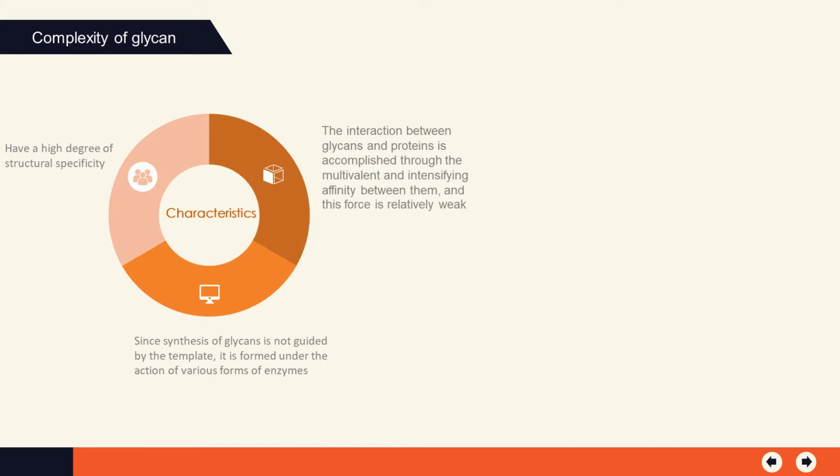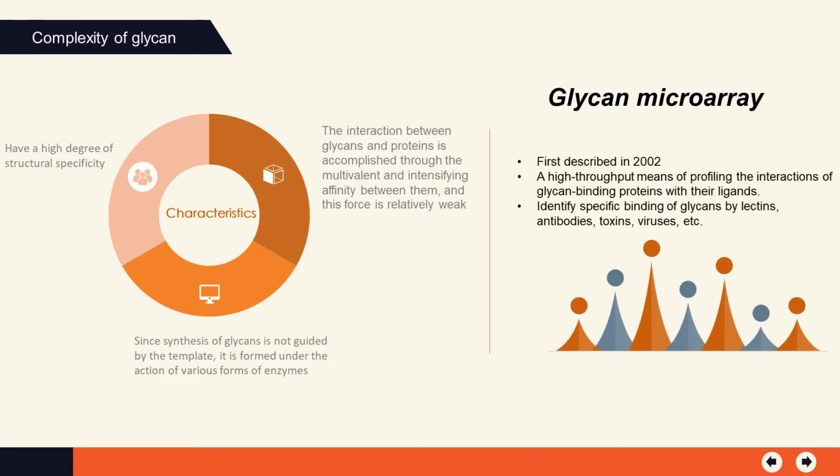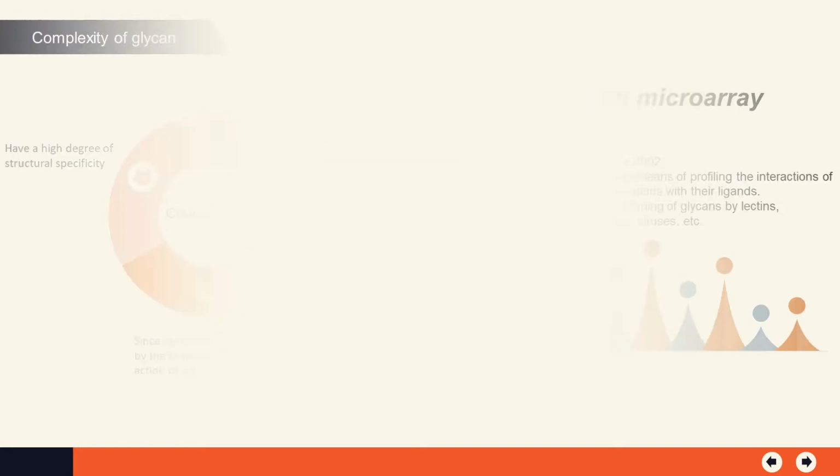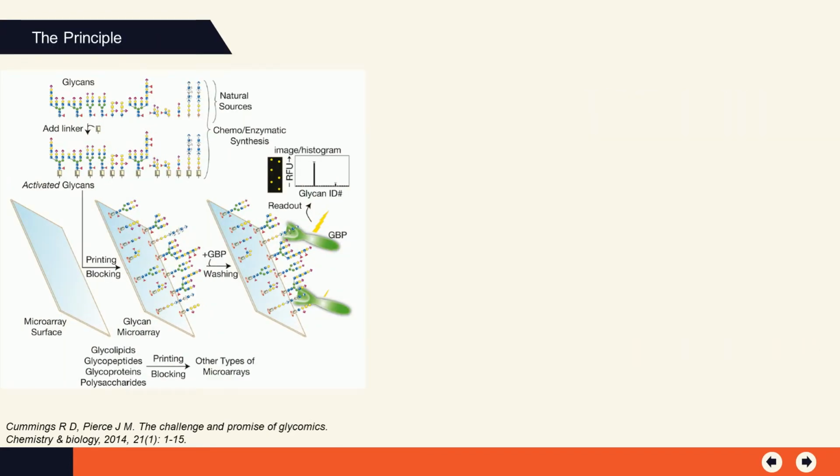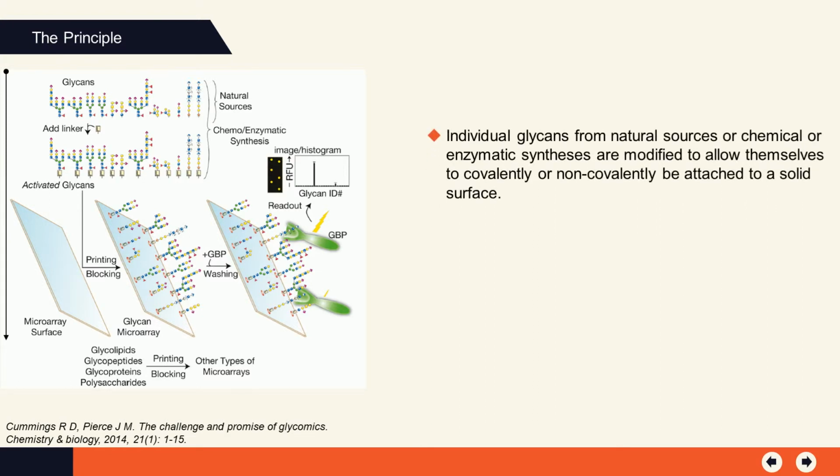Therefore, in order to carry out research on the structure and function of glycans, researchers have established a new research method, glycan microarray. Glycan microarrays, first described in 2002, provide a high-throughput means of profiling the interactions of glycan-binding proteins with their ligands. This method can be used to identify specific binding of glycans by lectins, antibodies, toxins, viruses, and so on. In glycan microarrays, individual glycans from natural sources or chemical or enzymatic syntheses are modified to allow themselves to be covalently or non-covalently attached to a solid surface.